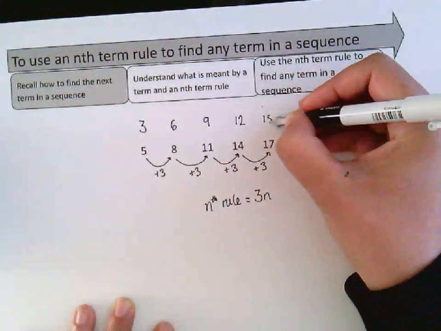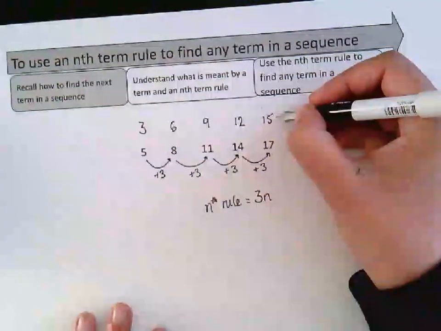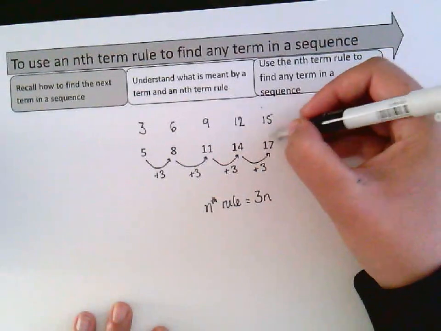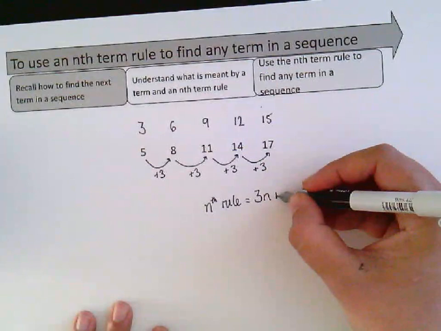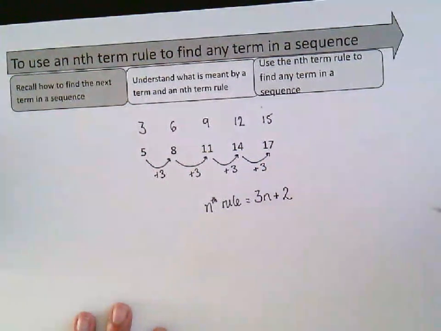And I have a look. How do I get from my 3n to my sequence? It's going up by 2 each time. That means I need to add 2.